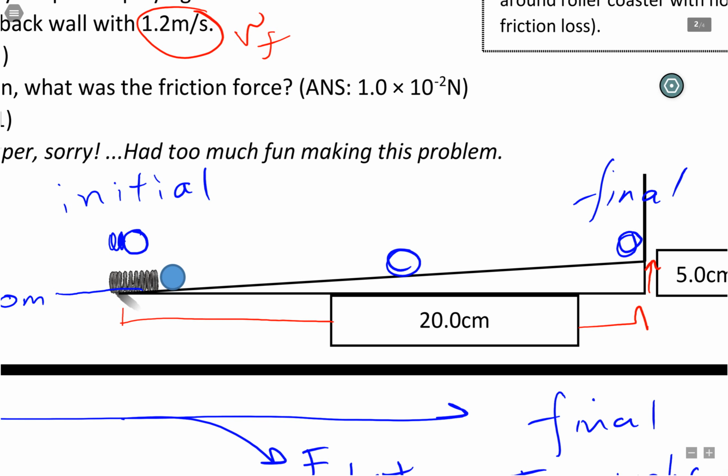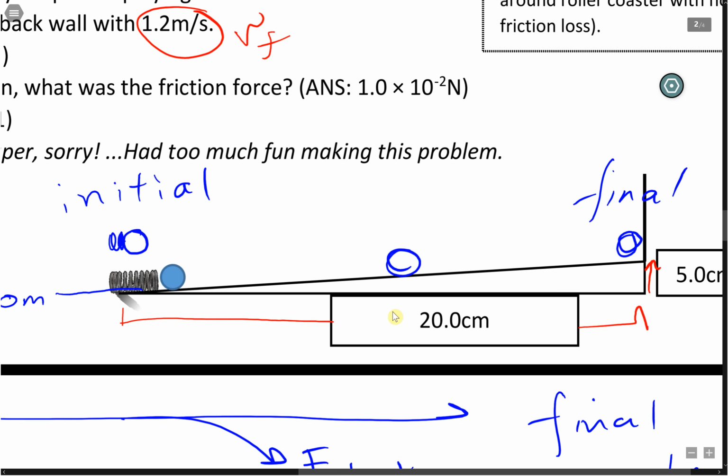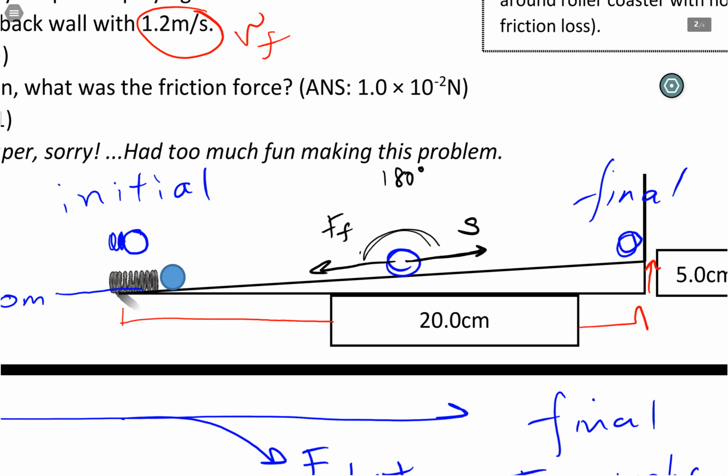The direction of the ball's motion is forward, up the incline. Okay, so that's my displacement. My force of friction is in the opposite direction. Okay, this is my force of friction. The angle between these two vectors is 180 degrees. So that might be something we're going to need in that previous equation.